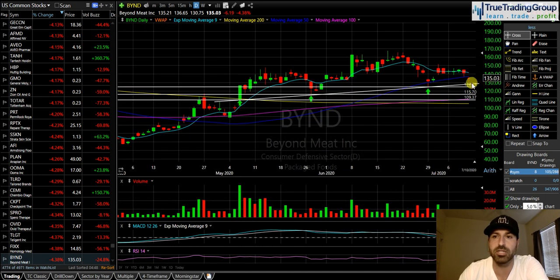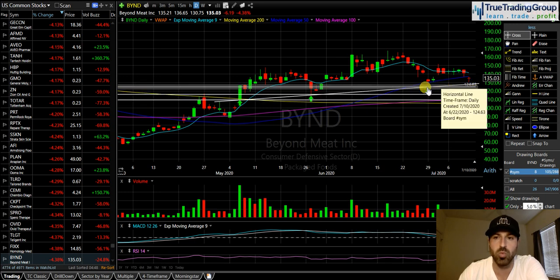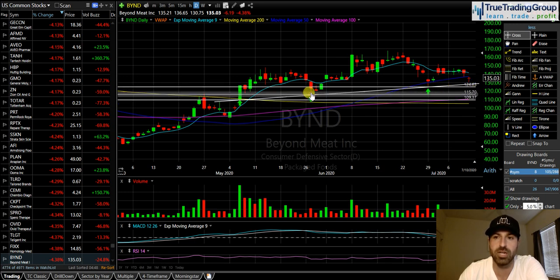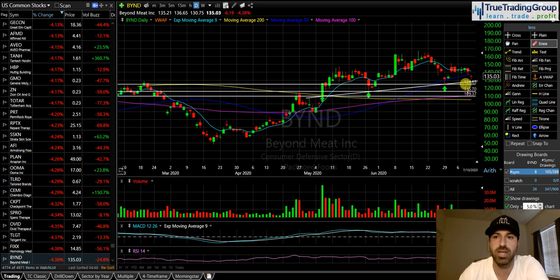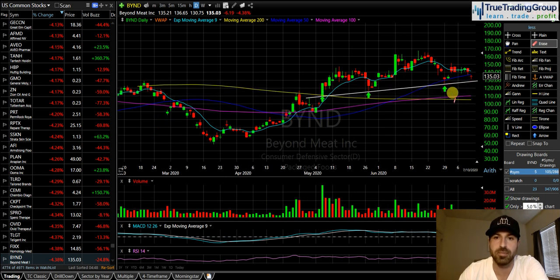So I'm looking for next week for us to break below the neckline and then eventually work our way down to these three profit targets. This is 125, my first profit target. 116 is my second profit target. 110 is my last and final profit target on this Beyond Meat swing trade.